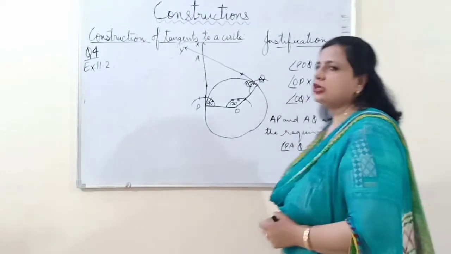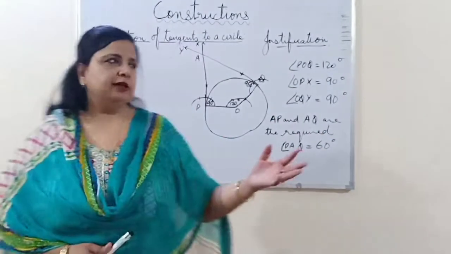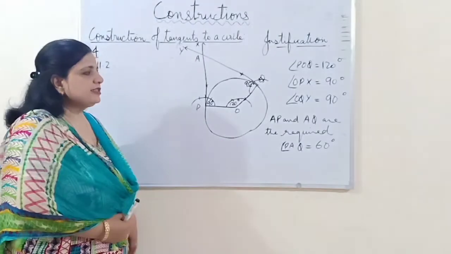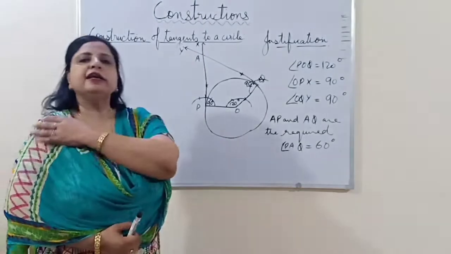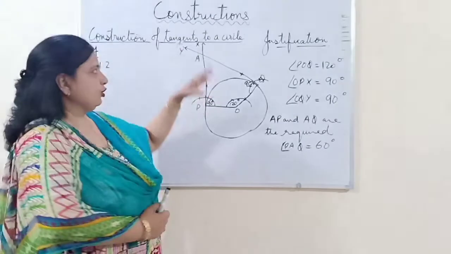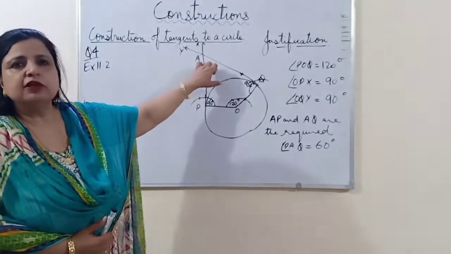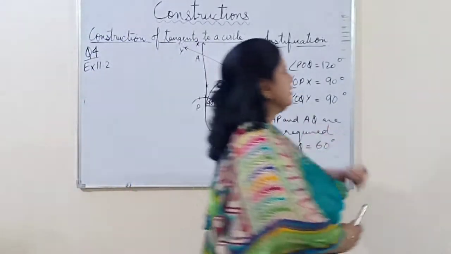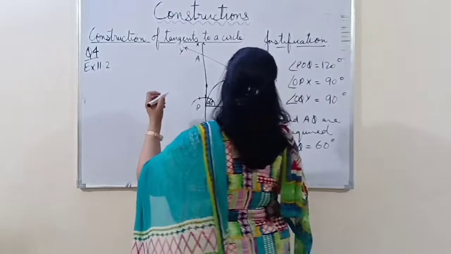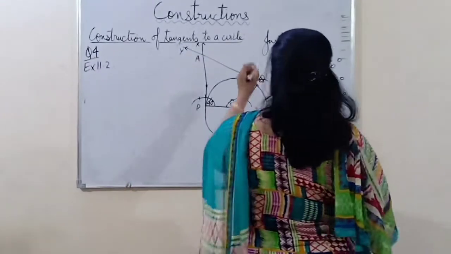Now again the question comes that how these PA and QA are the required tangents which are inclined at an angle of 60 degree, because we have not constructed angle 60 degree here. Now I'll justify this also. Let us come to the justification part. Justification.